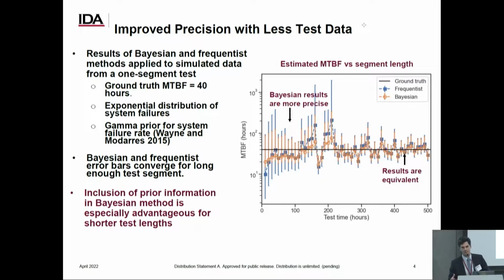And that's because the prior distribution constrains the maximum value of the MTBF to a relatively reasonable range, whereas the frequentist method in principle is allowing any possible MTBF to be considered. However, if you have enough test time, you can see that the two methods eventually produce identical results. The test data has totally overwhelmed any prior distribution.